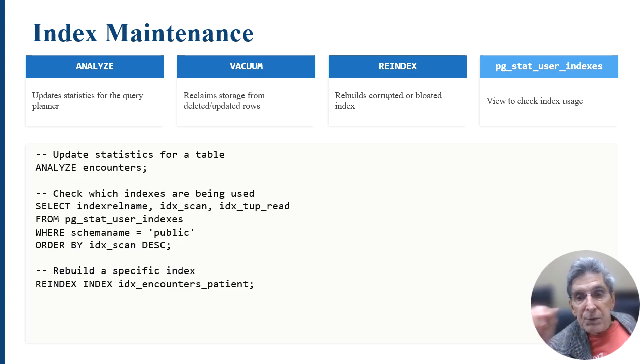So look at the code examples here. The first runs analyze on the encounters table. The second queries pg_stat_user_indexes to see which indexes are being scanned the most. And the third rebuilds a specific index with a reindex.